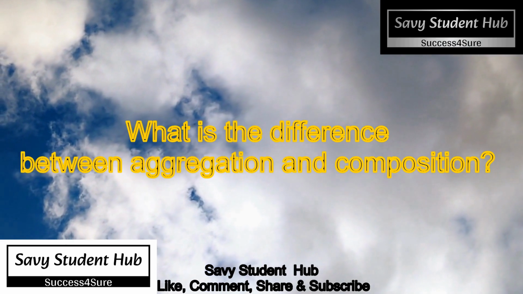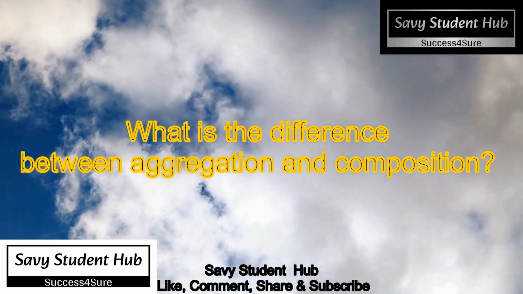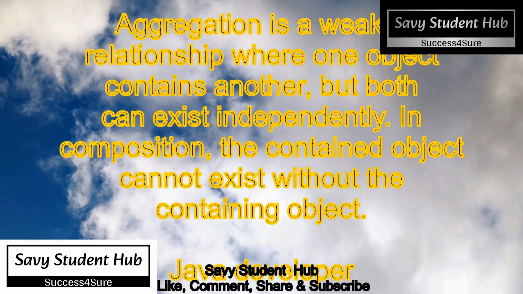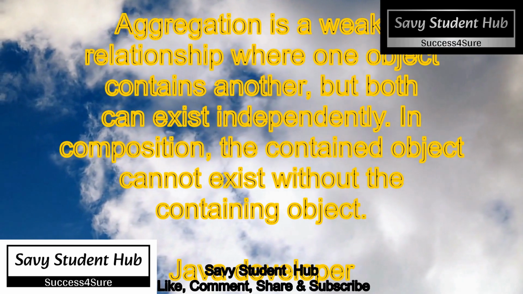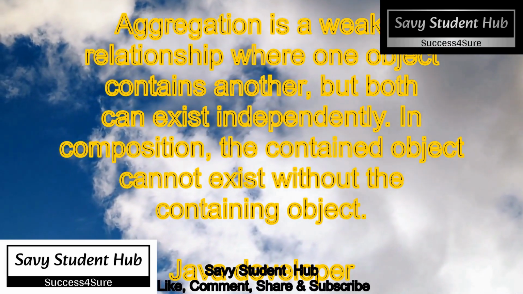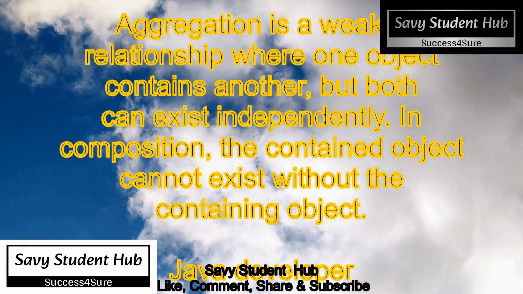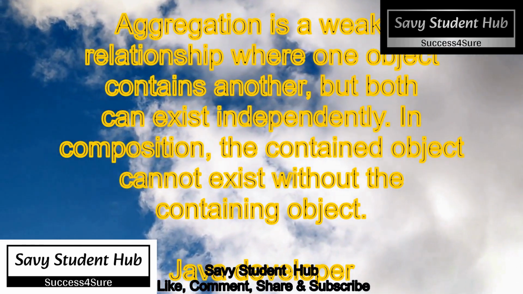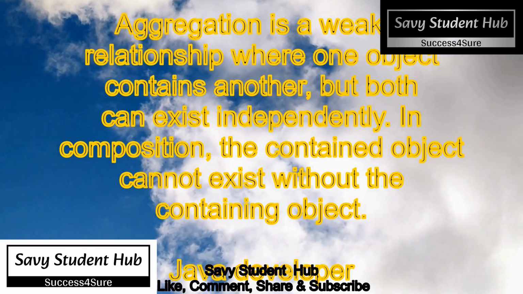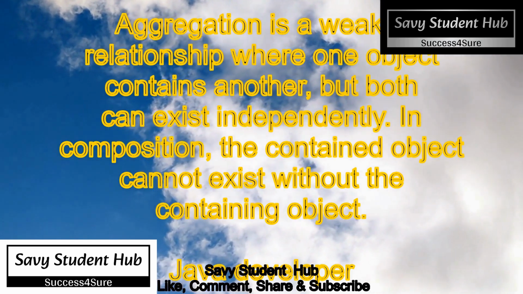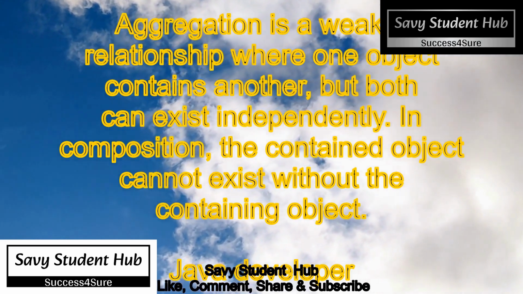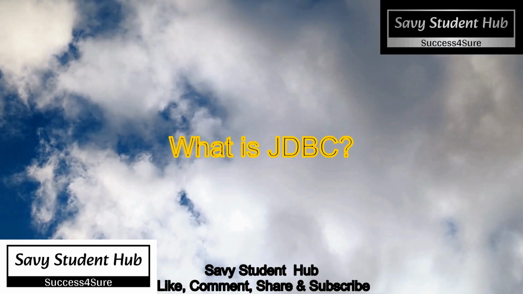Aggregation is a weaker relationship where one object contains another, but both can exist independently. In composition, the contained object cannot exist without the containing object. What is JDBC?